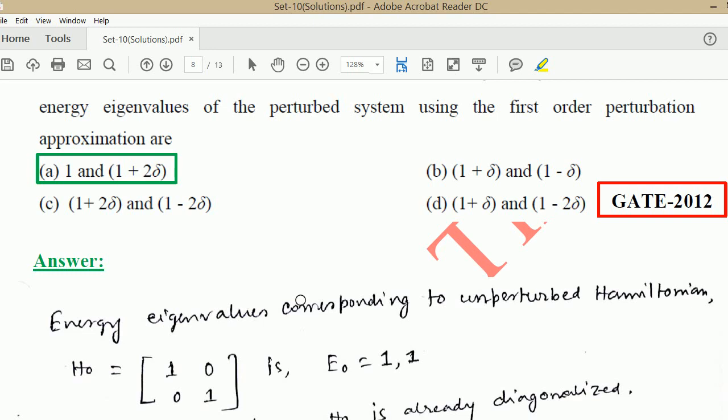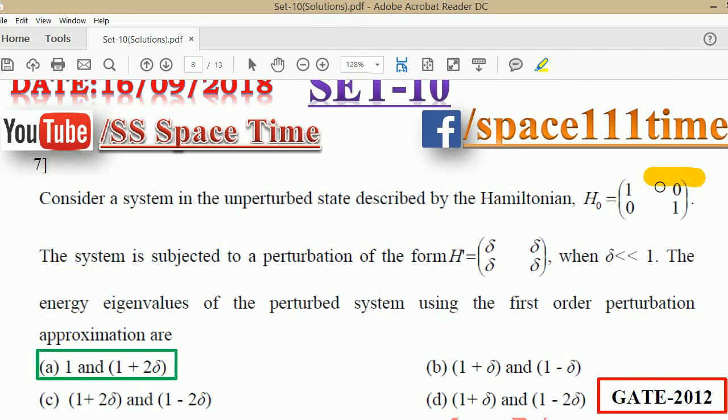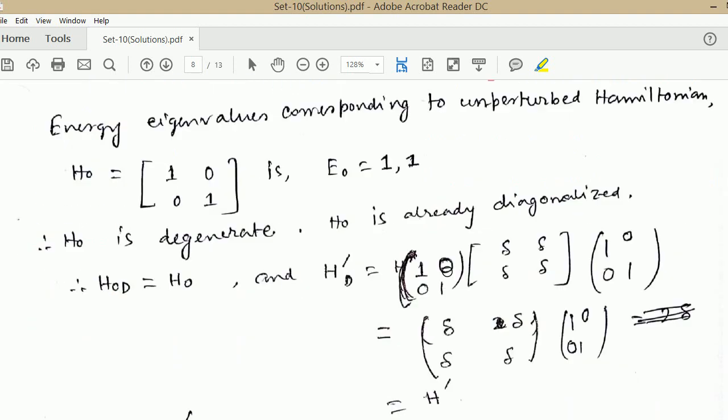Now the energy eigenvalues corresponding to the unperturbed Hamiltonian. First we calculate the energy eigenvalues for the unperturbed one. We get the energy eigenvalues 1, 1, so it is basically degenerate. As you can see, only the diagonal terms remain, so it is diagonalized. Now if the unperturbed Hamiltonian is diagonalized, then in that basis the perturbed Hamiltonian will also be diagonalized, so Hd prime equals H prime.